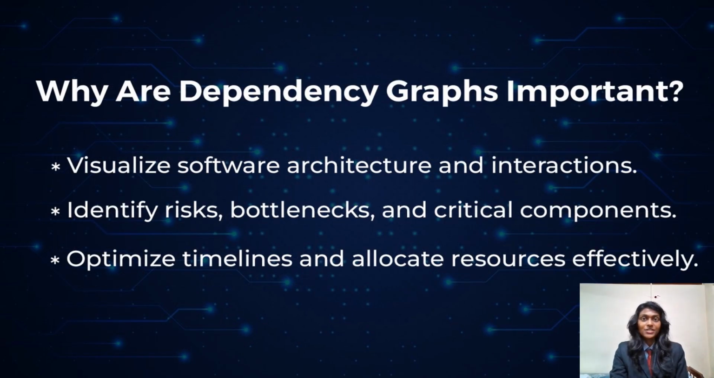Dependency graphs are essential tools for software project management as they provide insight into the overall structure of a system. They allow teams to visualize interaction between components, which is crucial for identifying critical modules with high dependencies that might pose risk. These graphs also help uncover potential bottlenecks, enabling teams to plan development and testing phases more effectively. Additionally, dependency graphs optimize timelines by showing which components can be worked on independently, leading to better resource allocation and project efficiency.